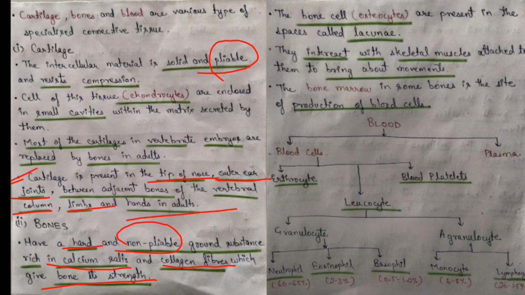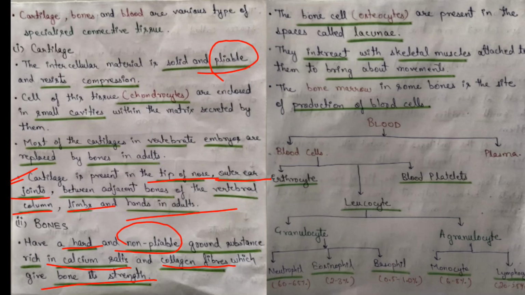Now we look at blood cells. We have three blood cells: erythrocyte, leukocyte, blood platelet. Erythrocytes are also known as RBC, leukocytes are also known as WBC, and platelets are also known as thrombocytes. Erythrocytes are related with transportation of oxygen, leukocytes are related with our immune system, and platelets are related with blood clotting.